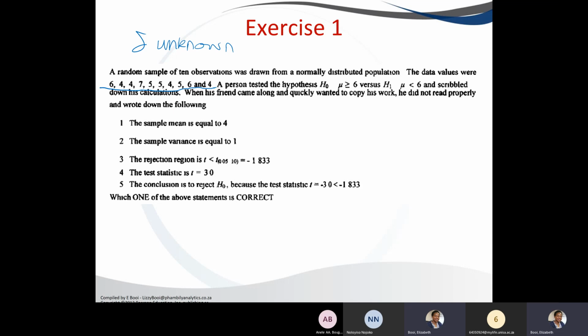In the previous exercise, they did mention that the population standard deviation equals this. Then it makes it easy for you to know that if the population standard deviation is mentioned, it means we're using a Z test. If the population standard deviation is unknown, but they give you the sample, you're using a T test. And that's the only way you will know which one you need to be using.